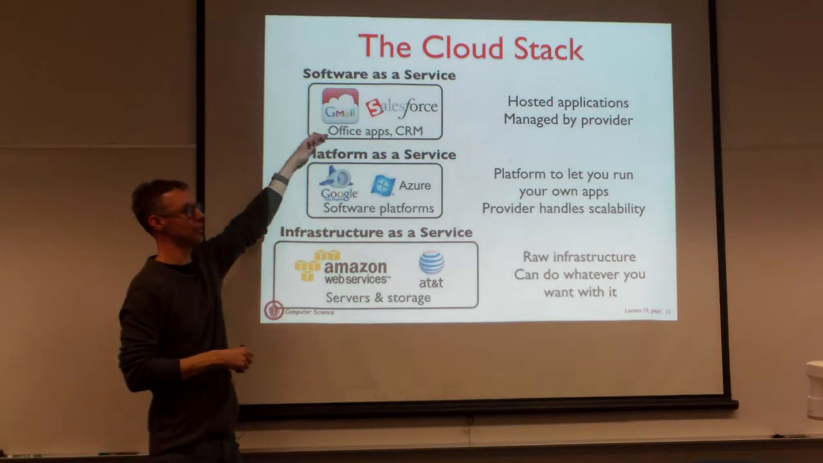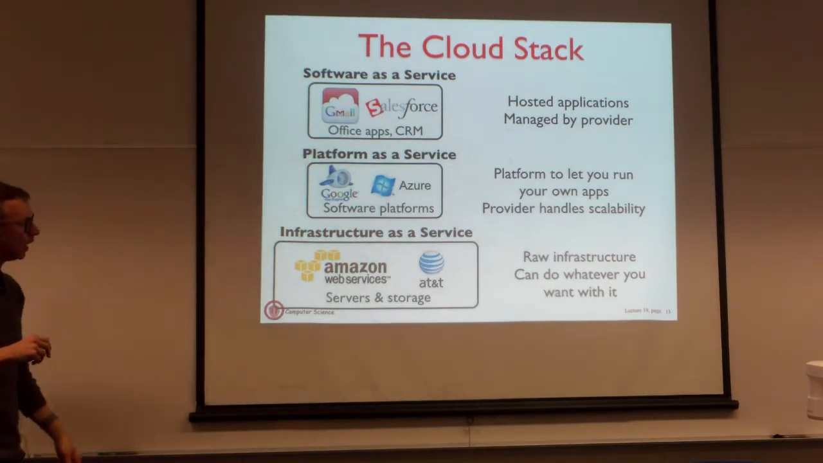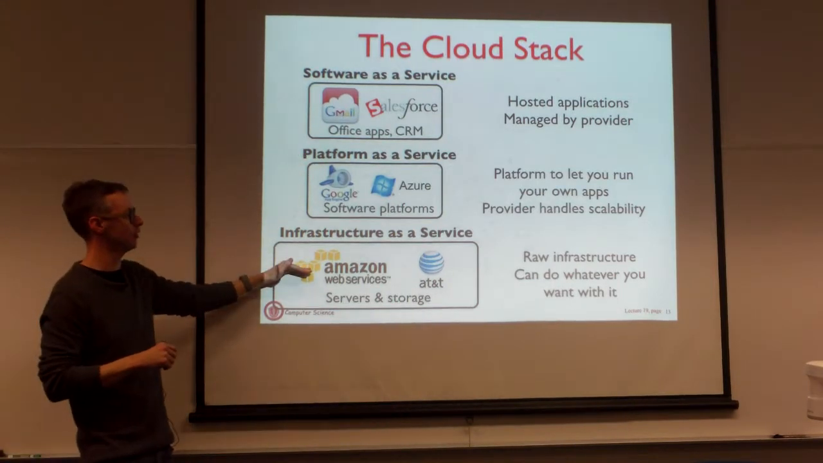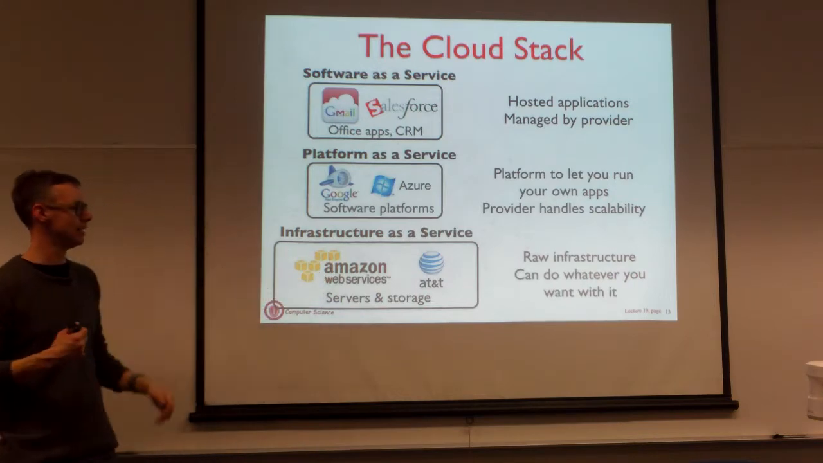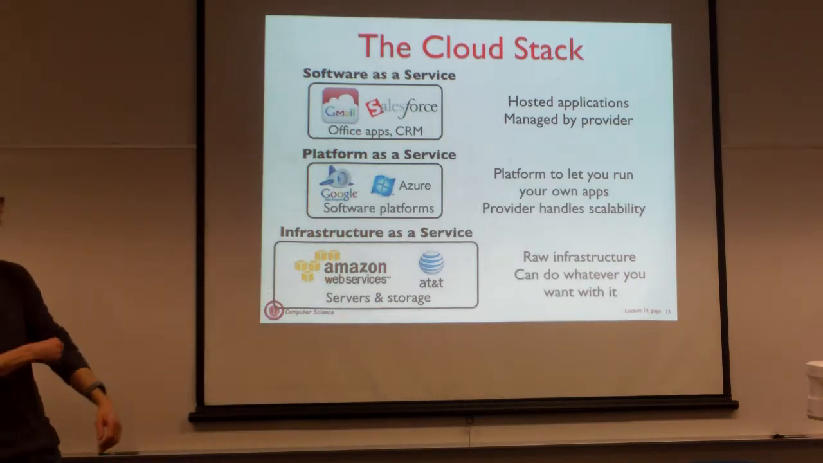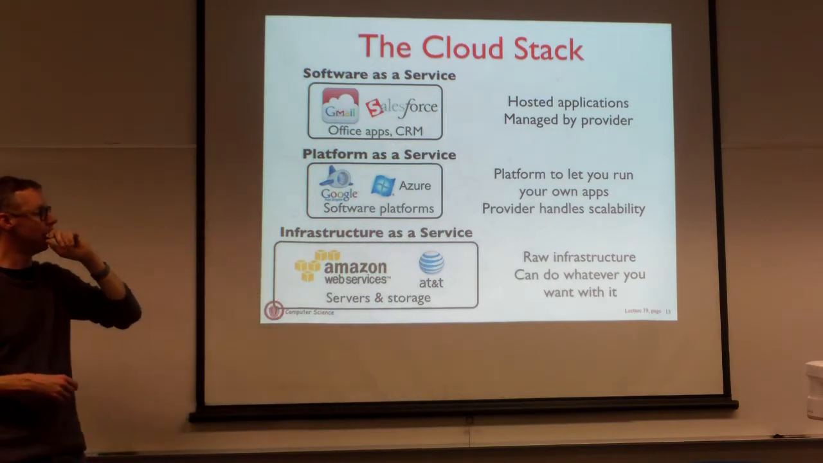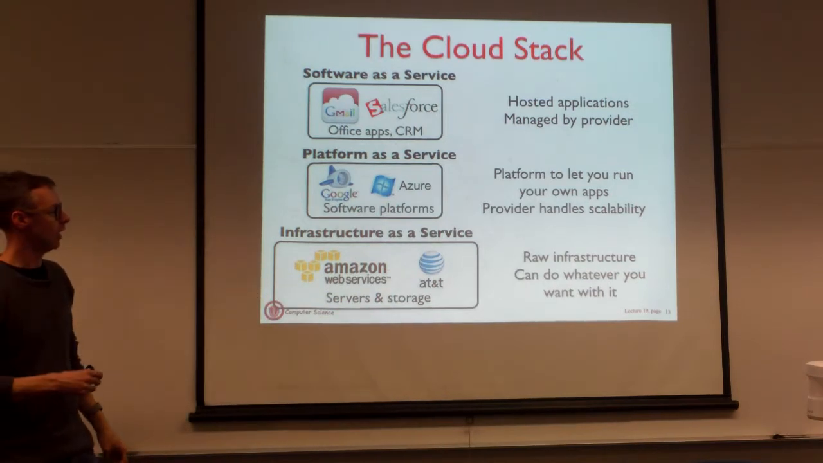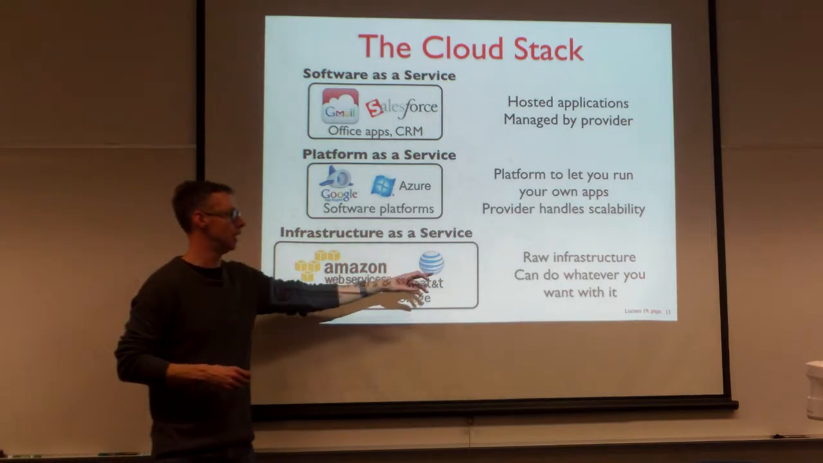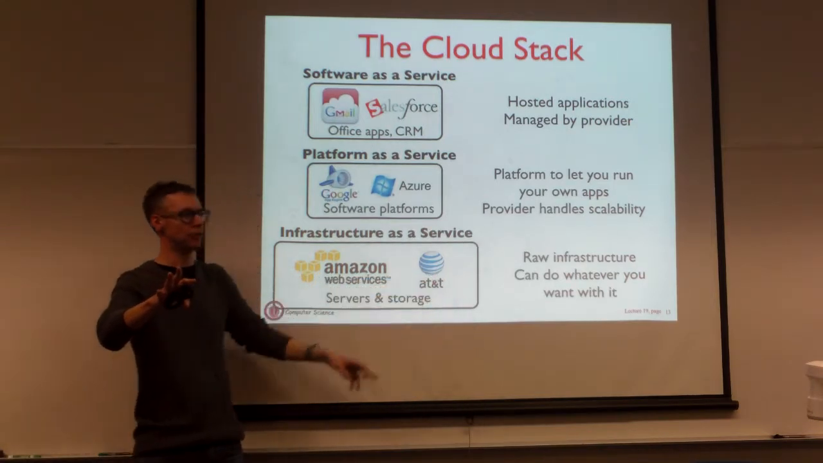Different types of services in the cloud stack. At the bottom, infrastructure as a service. Amazon, I don't know why AT&T is there. I guess they have infrastructure as a service. Really, Amazon, Google, and Microsoft are the 3 big IaaS providers. This is what I've been referencing throughout, right?